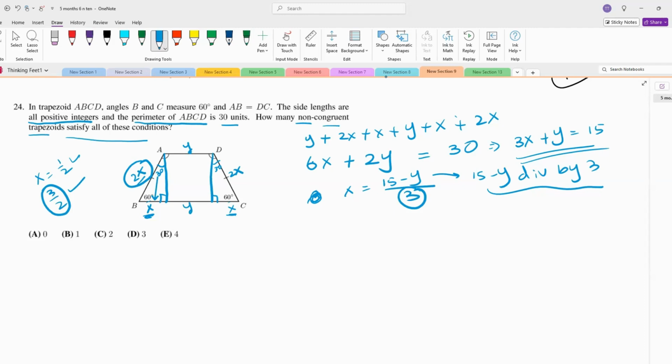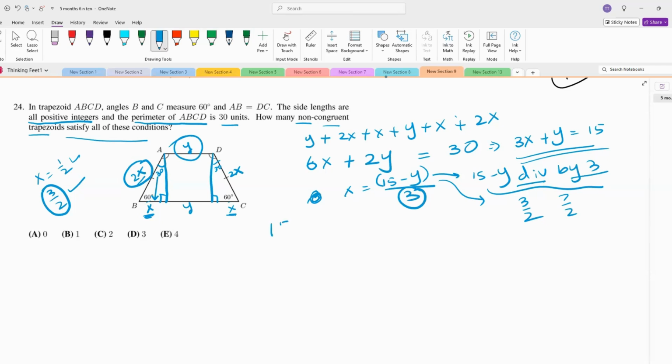right? Because that would mean that 15 minus y will have to be, what will that have to be? It'll have to be something like 3/2, right? For 15 minus y to be 3/2, or 7/2 or something like that, y cannot be an integer. But we know that y has to be an integer because this is one of the sides, right? So then all I'm looking for is any value of y where 15 minus y is exactly divisible by 3, right?